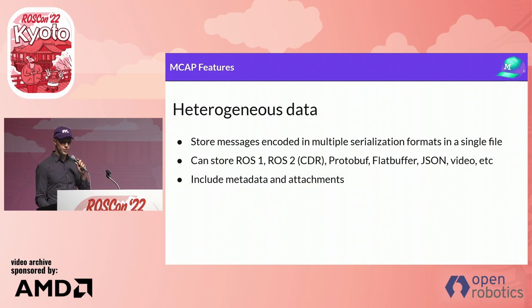I'll go through a few features of MCAP. We have heterogeneous data support. This means that you can store per topic different serialization formats. We support ROS1, we support ROS2, but you can add your own. You can also do things that are self-describing, like video or JPEG. We've added metadata and attachments, and I'm hoping this opens up some new use cases. Why aren't we putting ROS parameters in the recordings? What about your camera calibration files or attaching crash logs after the recording's finished?